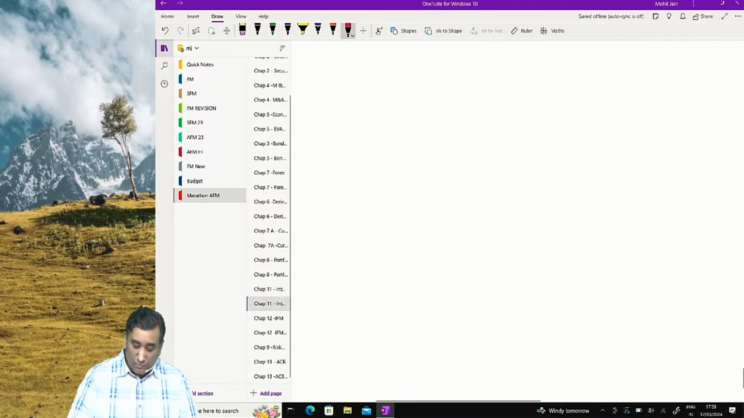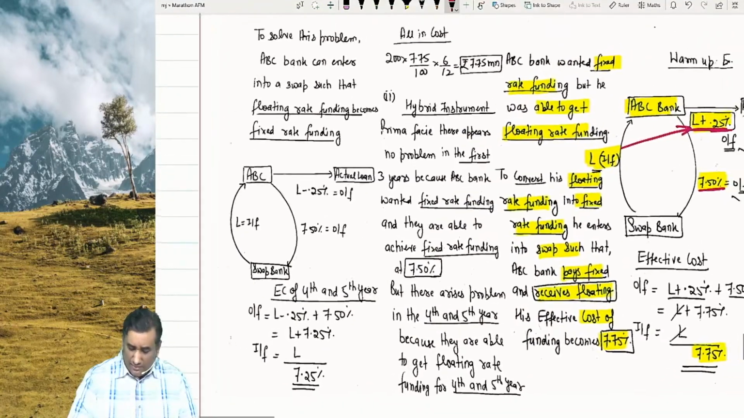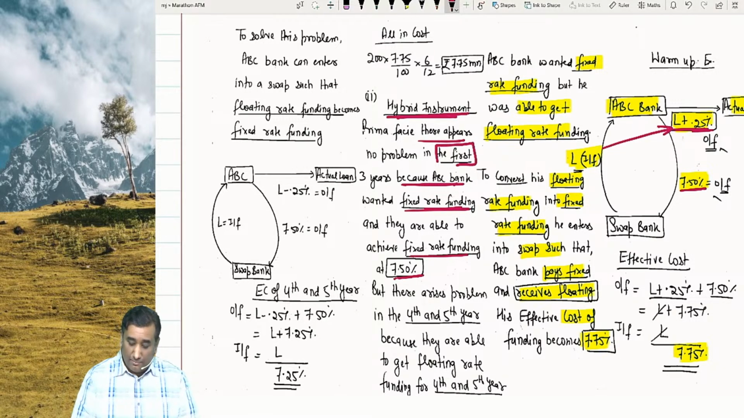When you're trying to remove it, and I have given it in the wording also, so clearly that even a layman can understand: hybrid instrument, that means the second option. Prima facie there appears to be no problem in the first 3 years, because ABC wanted fixed rate funding and they are able to get fixed rate funding. But there arises a problem in which year?